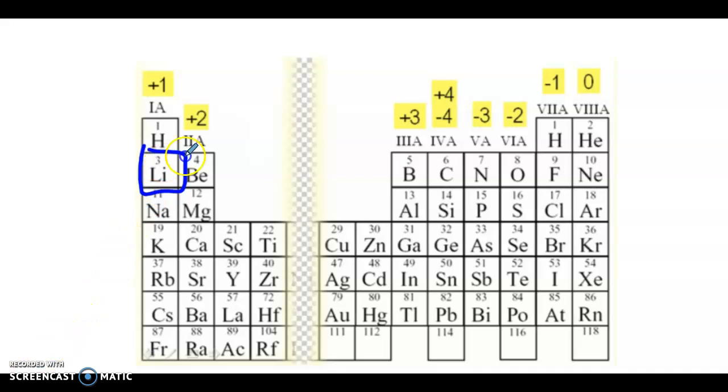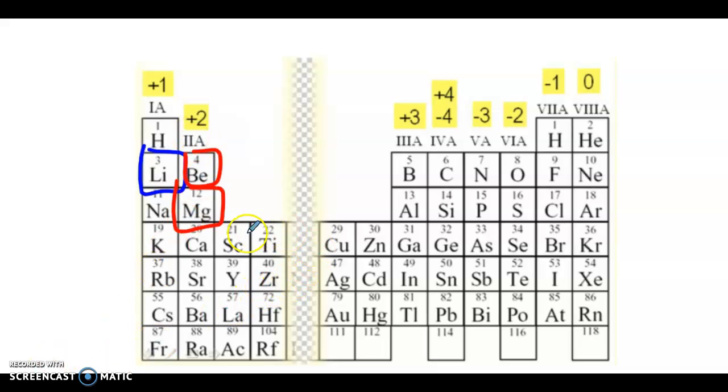If you take elements like beryllium, magnesium, and calcium, this whole family, these elements will always form a +2 charge. So everything in this family has 2 valence electrons, and they're going to give those 2 valence electrons away, which is going to leave them with a +2 charge. So anytime these elements form an ionic bond, they'll have a +2 charge.